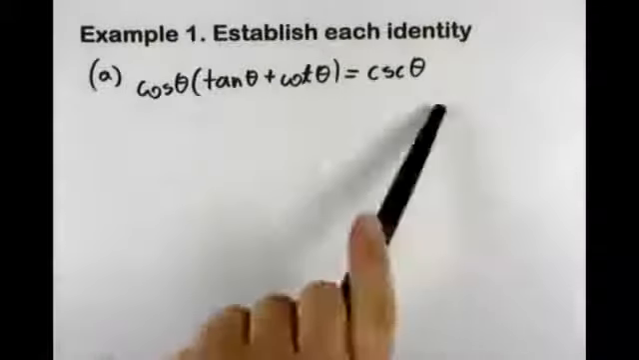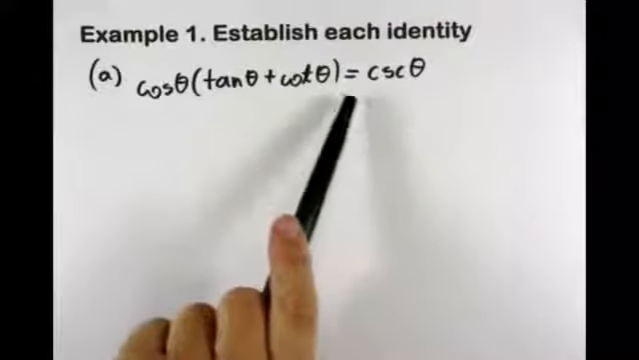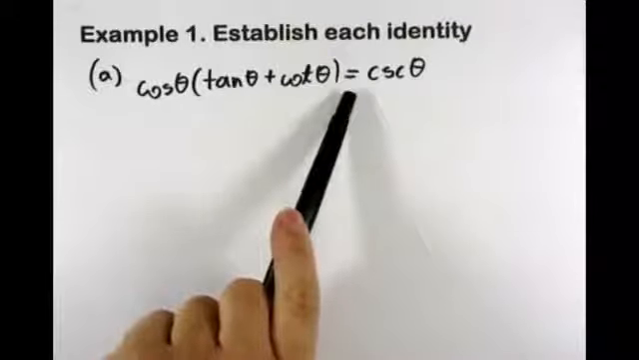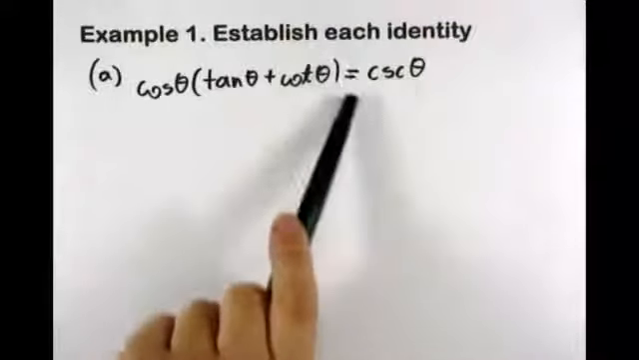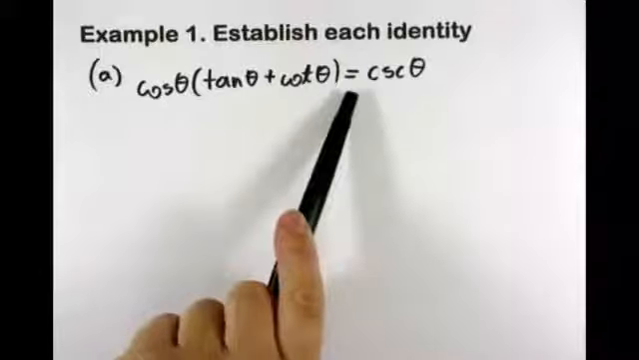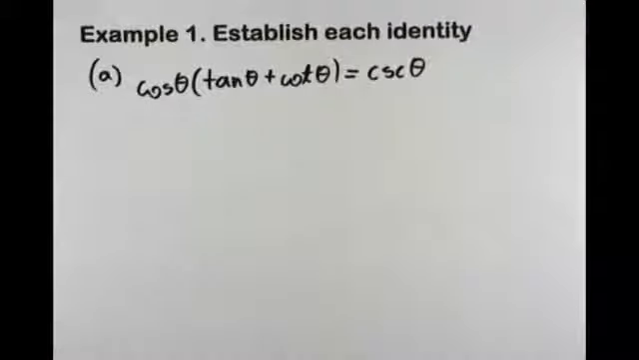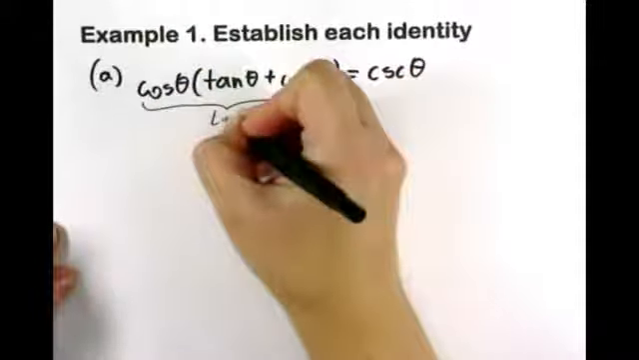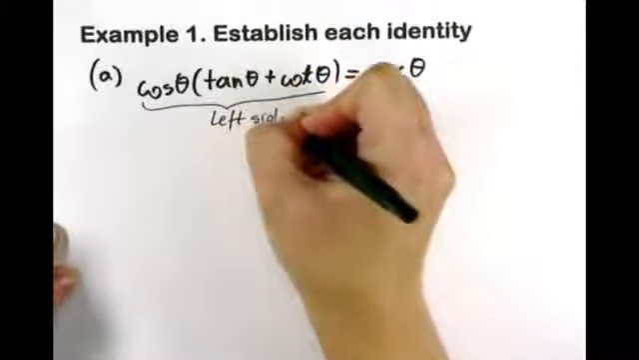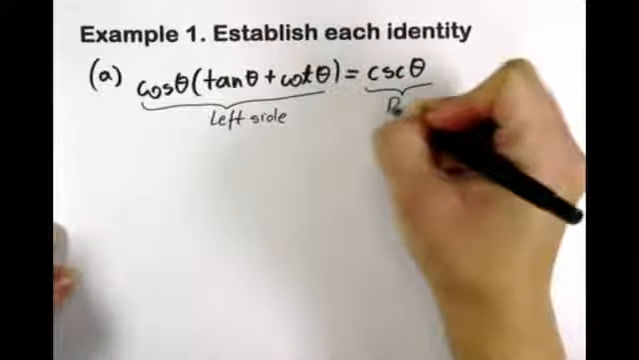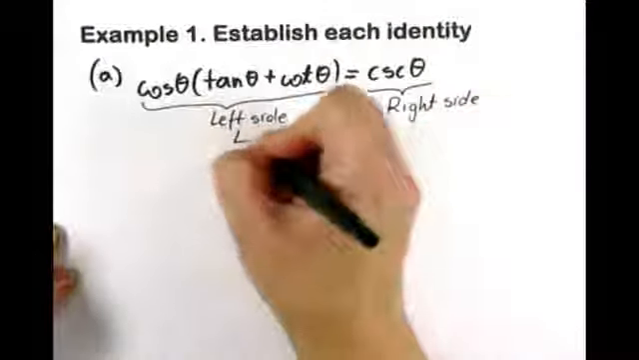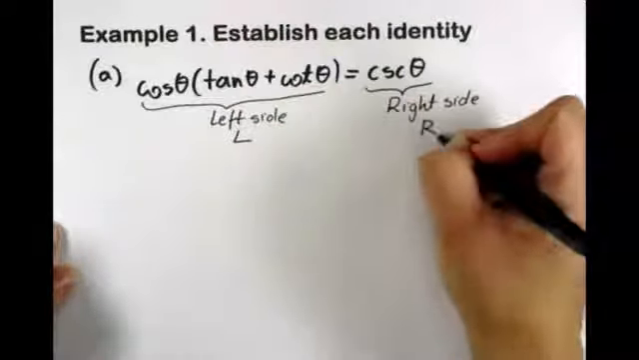You cannot multiply both sides by something, because if you multiply both sides, that means you are assuming your equality sign is true. Establishing an identity means checking if that equality sign is true. So, as I said before, this is the left side of the equation and this one is the right side. I'm going to denote the left side L and the right side R.